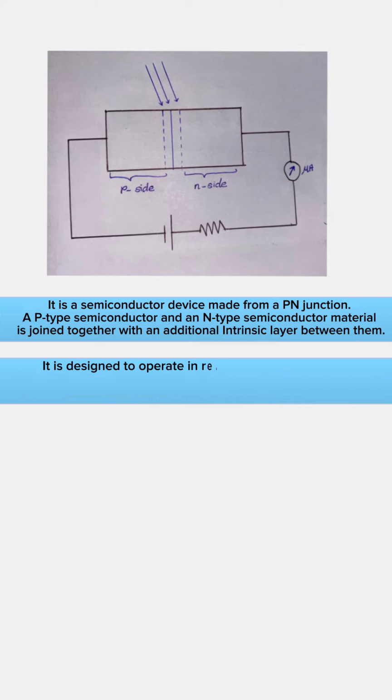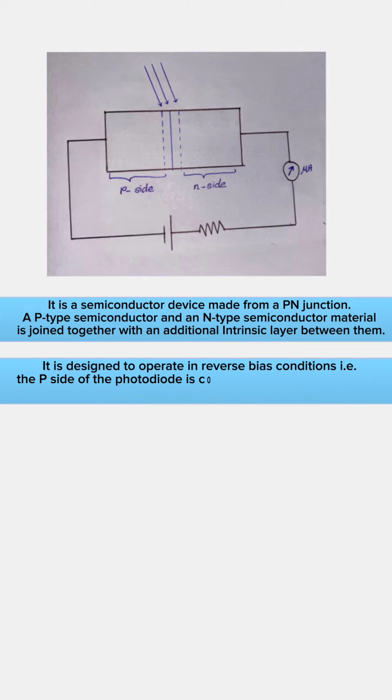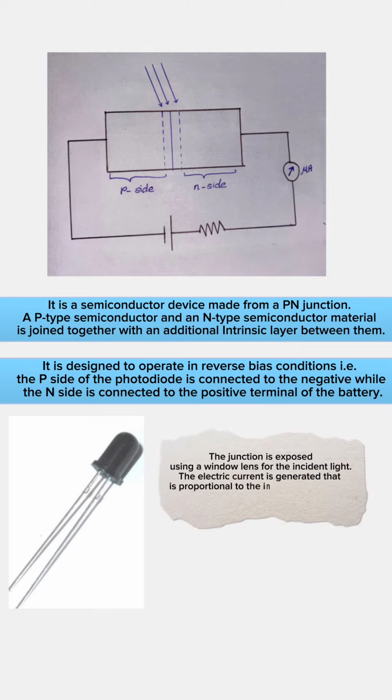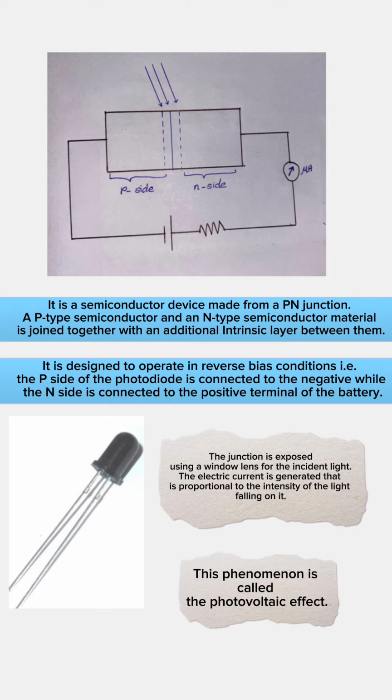It is designed to operate in reverse bias conditions, i.e., the p side of the photodiode is connected to the negative while the n side is connected to the positive terminal of the battery. The junction is exposed using a window lens for the incident light. The electric current generated is proportional to the intensity of the light falling on it. This phenomenon is called the photovoltaic effect.